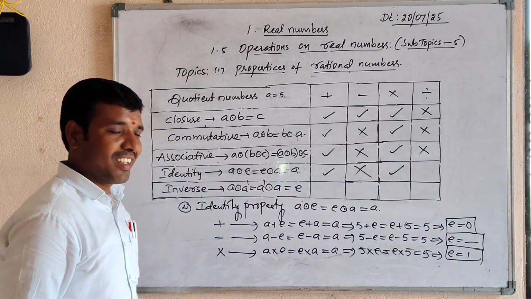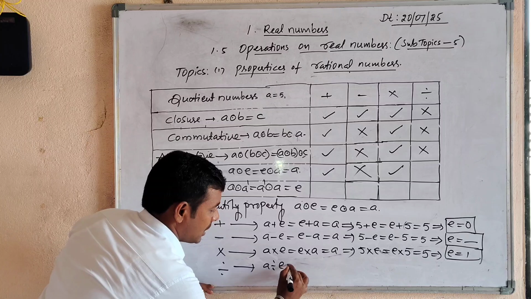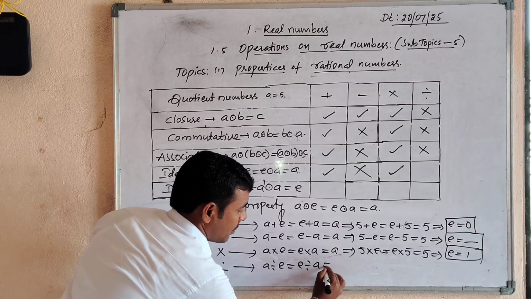Okay? Nothing. Try to understand. Division concept. See, A divided by E is equal to E divided by A is equal to A.